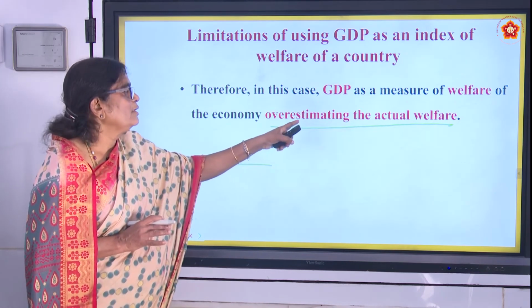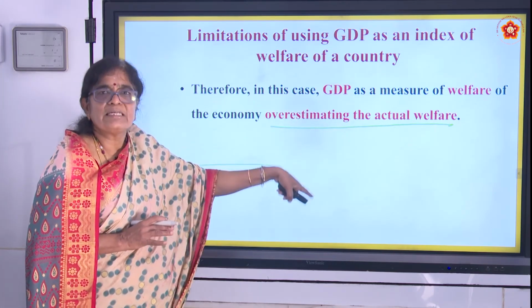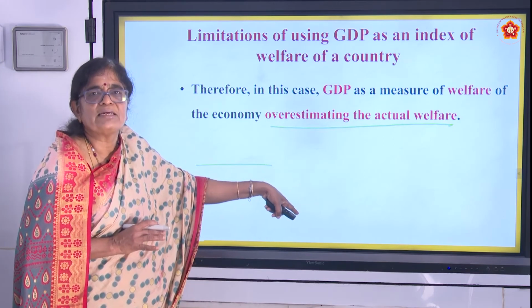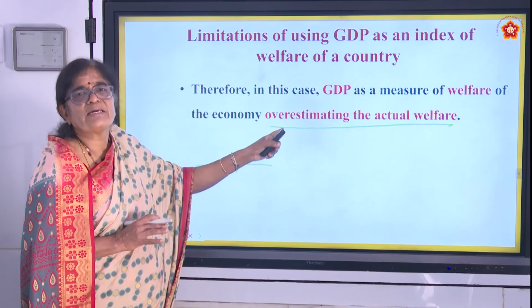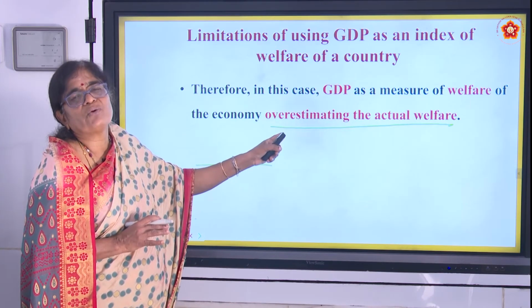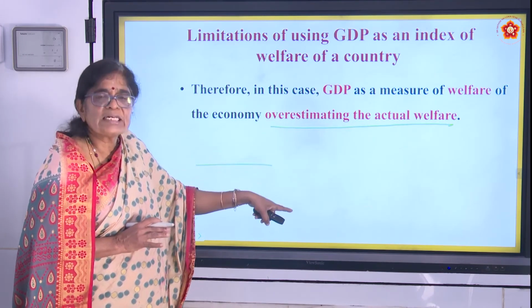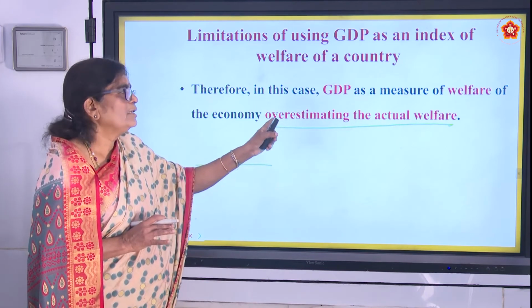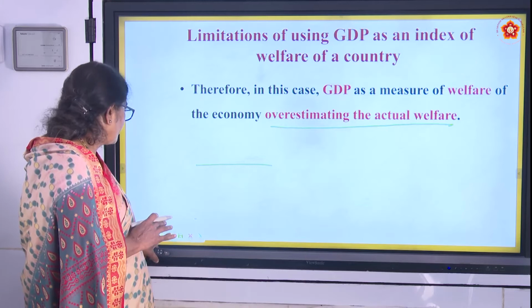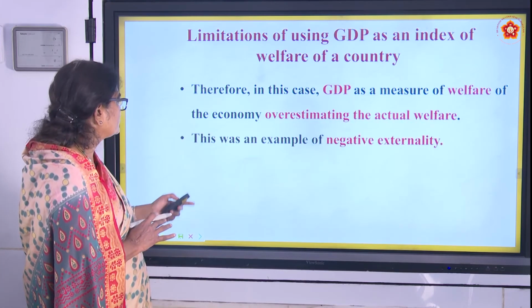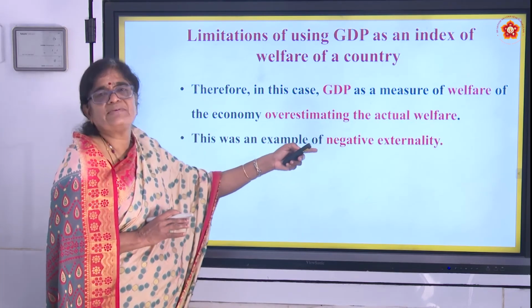Therefore, what are they doing? They are overestimating, but still the damage is there, the negative cost is there. It is not included. Therefore, that negative effect on the environment is not considered. Without considering the damage, they are calculating GDP, and it is overestimated. And this was an example of negative externality.